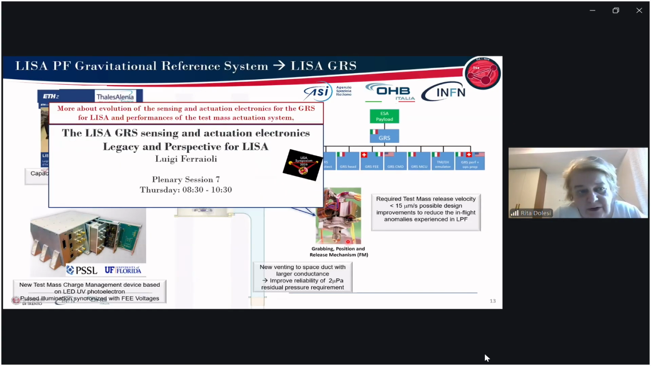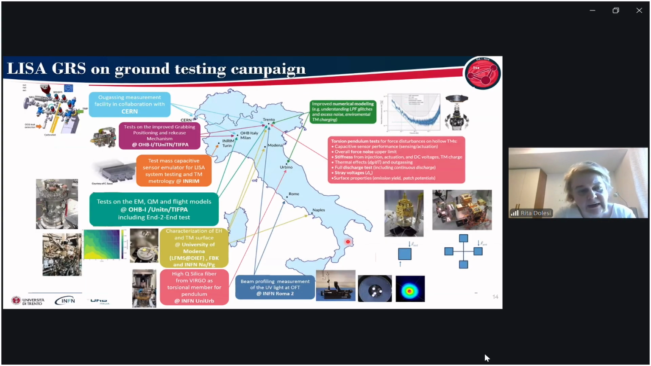More about the evolution of the sensing actuation electronics for the GRS will be given in the talk of Luigi Ferraioli on Thursday. I was mentioning the upgrade that we had in the GRS subsystem, and another aspect that we had to improve was related to our ability to test requirements and performance on ground. For this, these required the involvement of different groups with different expertise to cover all the GRS verification needs. And several customized test facilities have been defined and are under preparation, as I will tell you and show you.